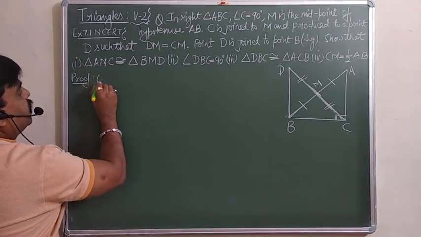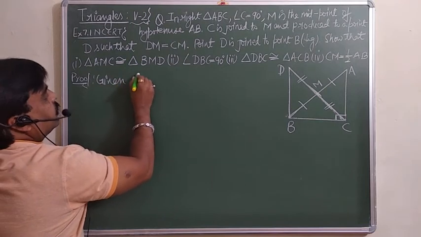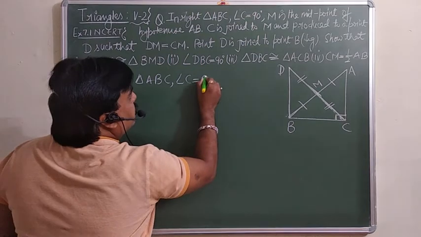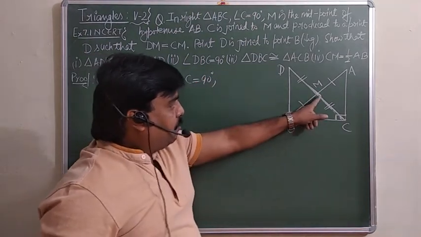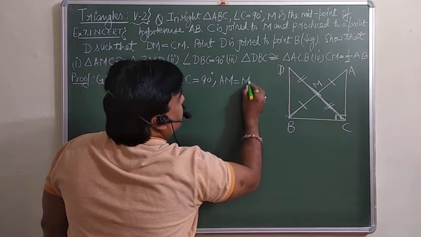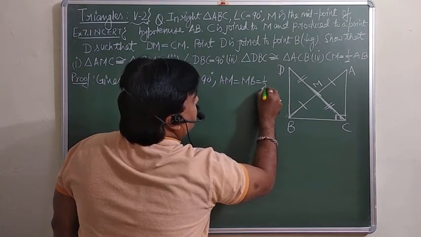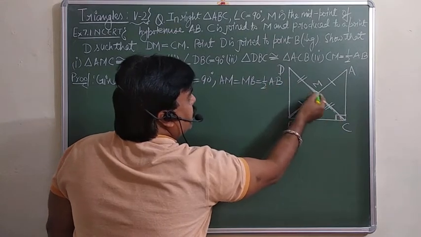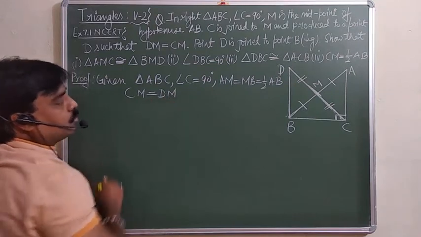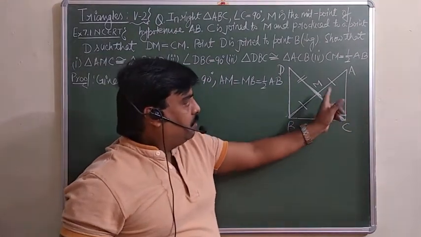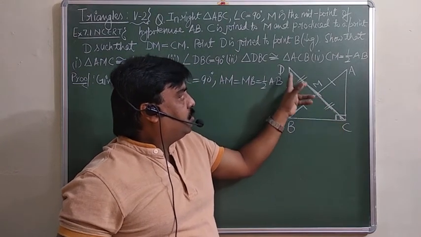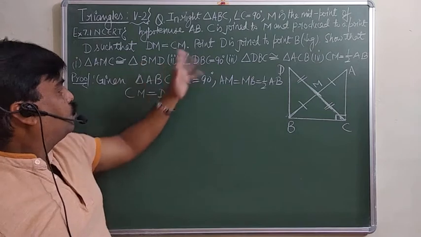So the information given: triangle ABC, and angle C is equal to 90. M is the midpoint, which means AM is equal to MB is equal to half of AB. This is given. And CM is equal to DM is also given. M is the midpoint of AB and M is also the midpoint of CD. Now you are supposed to prove.